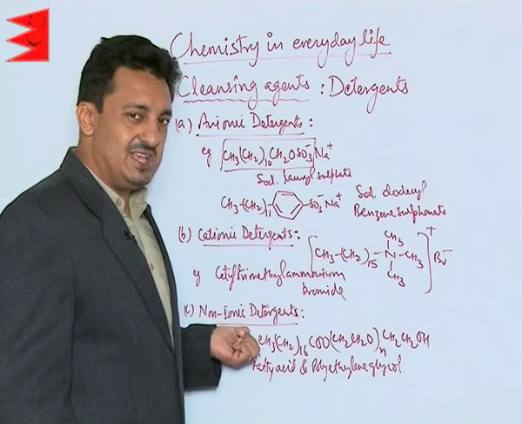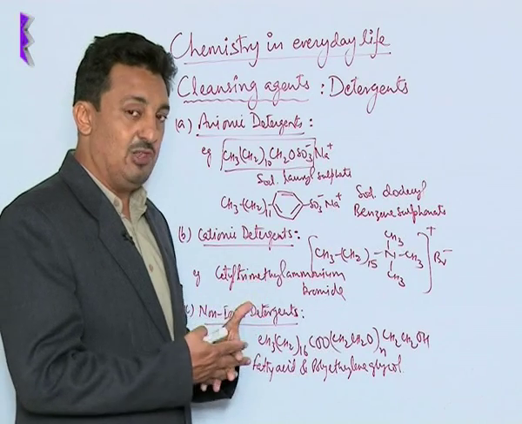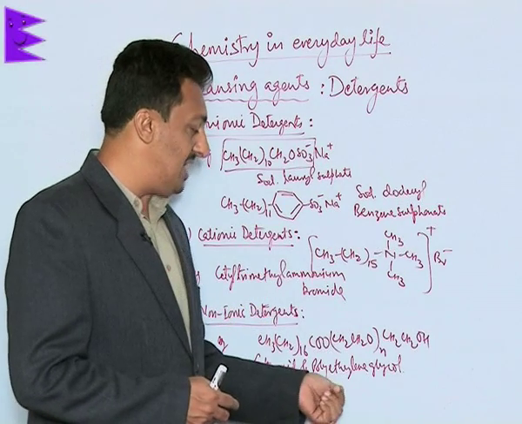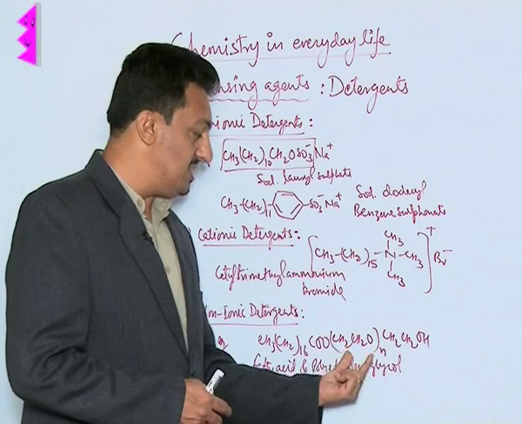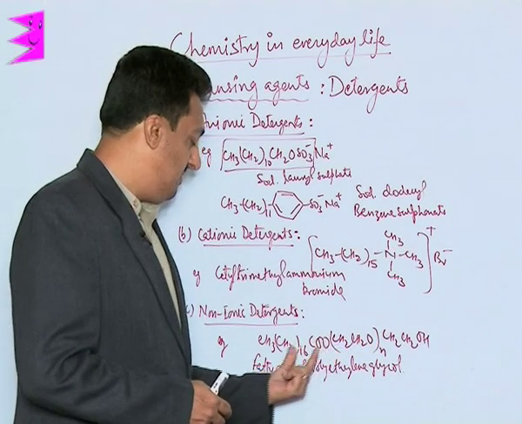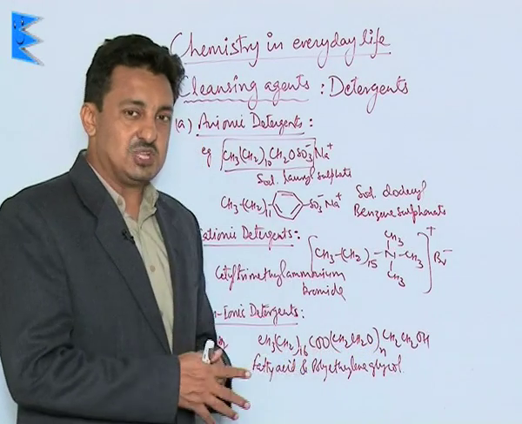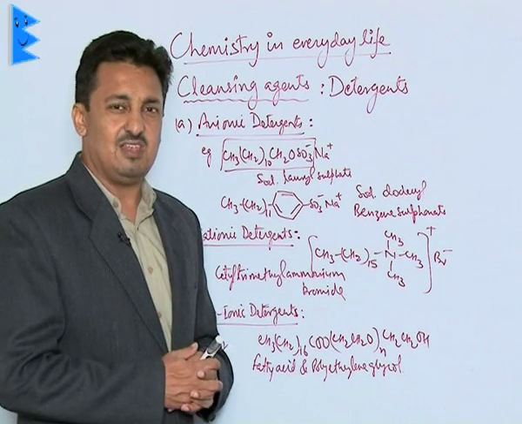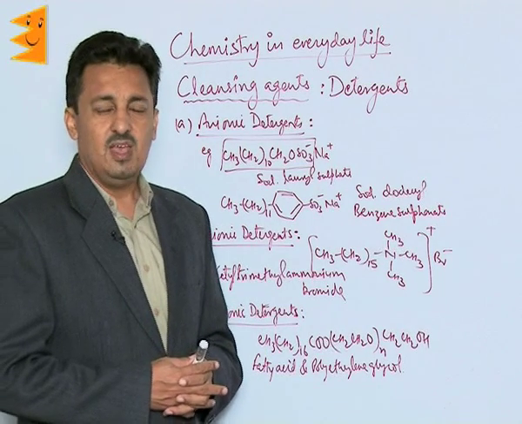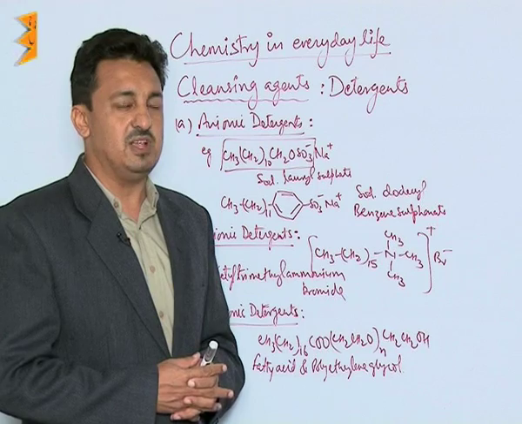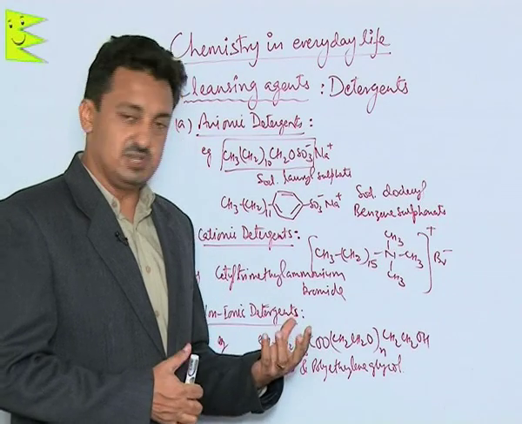Non-ionic detergents are esters. They are esters of long chain fatty acids and polyethylene glycol, like this one. So these are the polyethylene glycol molecules with long chain fatty acid. Now these are very expensive, and they have germicidal and other properties, and they are basically used as liquid dishwashing detergents.